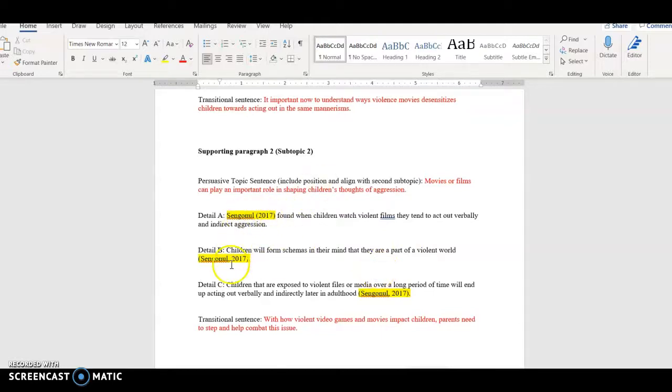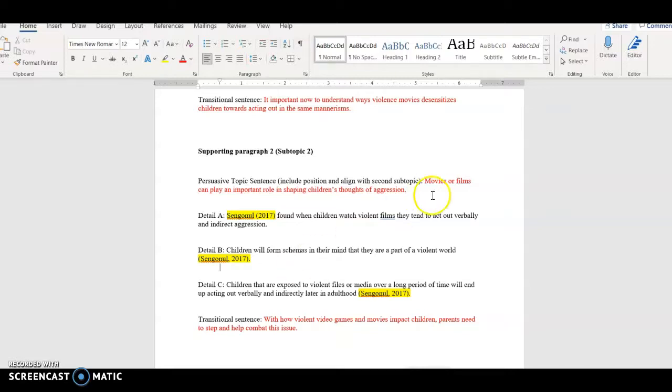Notice how I have my citations again. So you could also say, instead of saying "a study found" or "research found," you could just put the last name, and I'm going to try to pronounce it, Syngonal, "found when children watch violent." You could say that too. Or you can just come straight out like here and say, "Children will form schemas in their mind that they are part of a violent world." And then you cite. That's indicating that that's from research. Okay, so you could do either or.